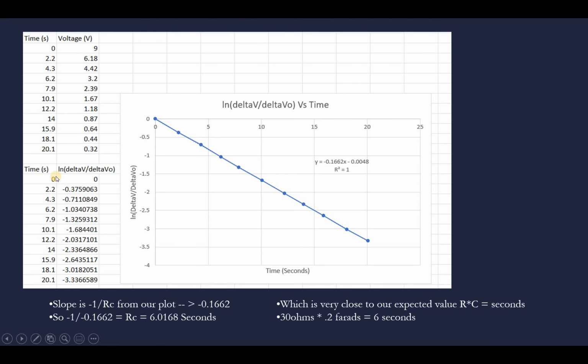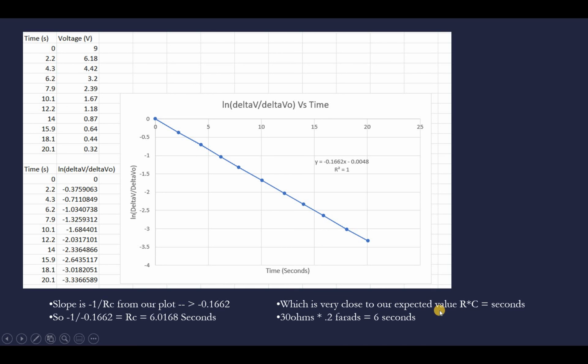So I plotted time versus natural log of delta V over delta V initial, which would be 9. And we get this linear negative slope plot. And we know the slope is negative 1 over RC. From our plot, the slope was negative 0.1662. So negative 1 over negative 0.1662, our RC is going to be 6 seconds.